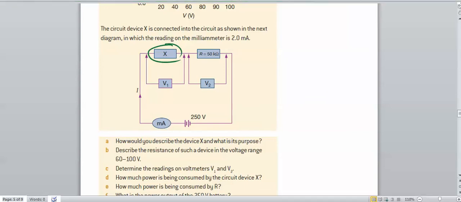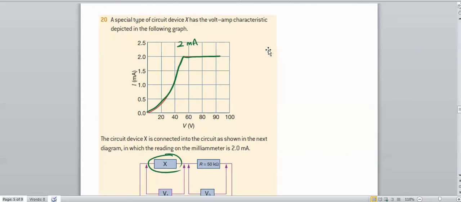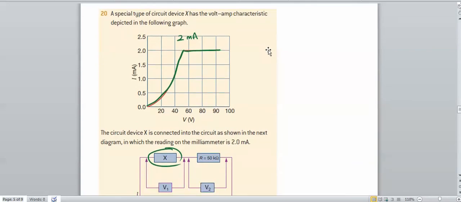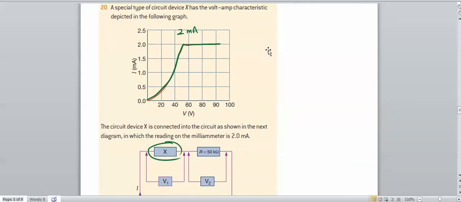What question is this? Question 20. Just trying to think of a better way to explain it.